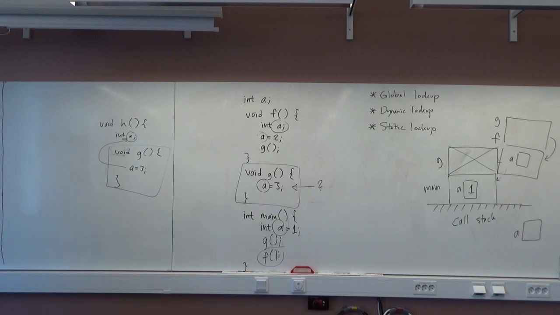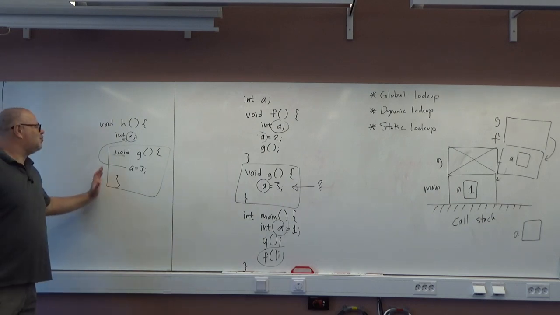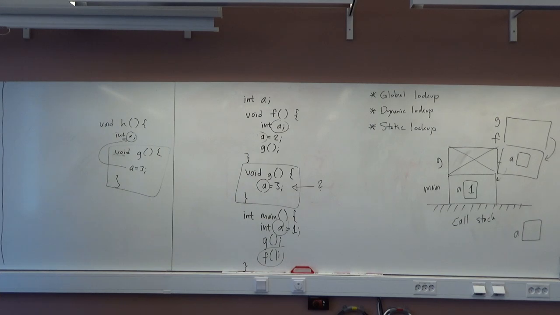Okay, questions? Dynamic lookup is a bit easier to implement when you write an interpreter, at least, but complicated for programmers to work with. Good.